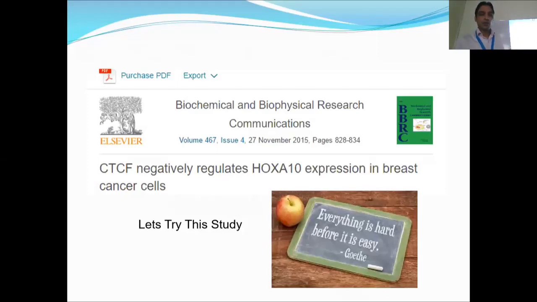And then, for example, this is one of the ways we share the data with the rest of the world. This is one of my papers. So I have found that a protein, CTCF, is actually causing cancer because it blocks the function of another protein called HOXA10. Once it blocks the function of HOXA10, HOXA10 is no longer available, and that can increase the potential of breast cancer in people. This is one of the discoveries.